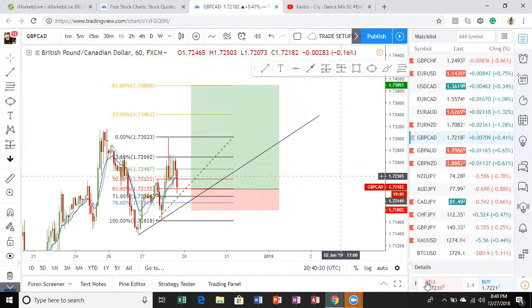That is the most important thing. Believe me or not, proper risk management, that's going to save you a lot of money. And the fifth rule is that at 10 to 15 pips in profit, move your stop loss for a risk-free trade.